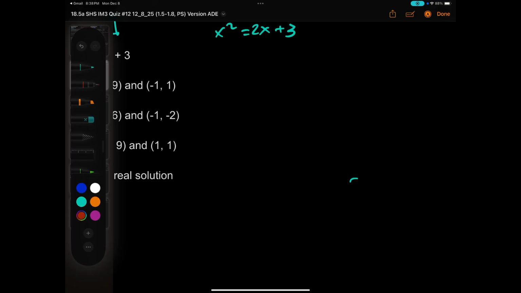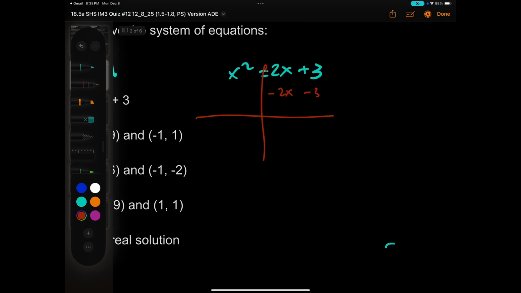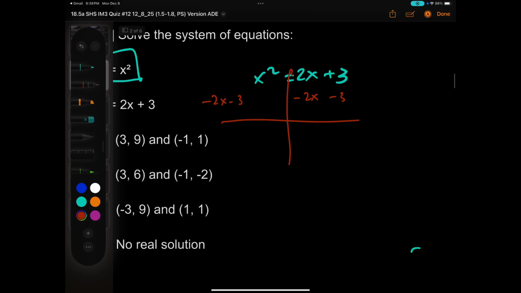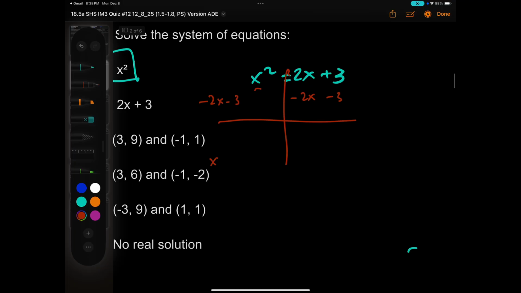Okay, so I'm going to subtract 2x, subtract 3. That's how you go across. Multiple students can't solve equations. You do opposites to go across. Okay, so that gives you x squared minus 2x minus 3 equals 0. Okay, now I can try to factor this.